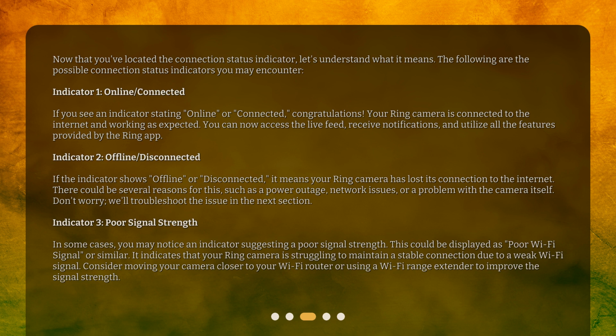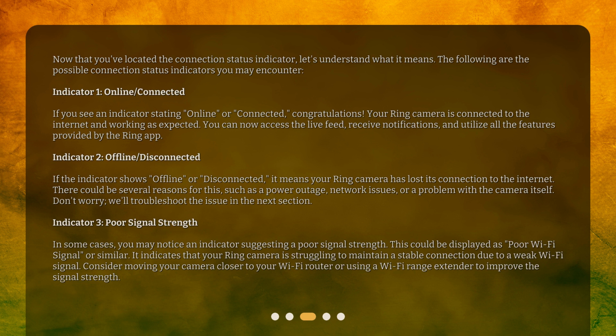Indicator 2. Offline, disconnected. If the indicator shows offline or disconnected, it means your Ring camera has lost its connection to the internet. There could be several reasons for this, such as a power outage, network issues, or a problem with the camera itself. Don't worry, we'll troubleshoot the issue in the next section.